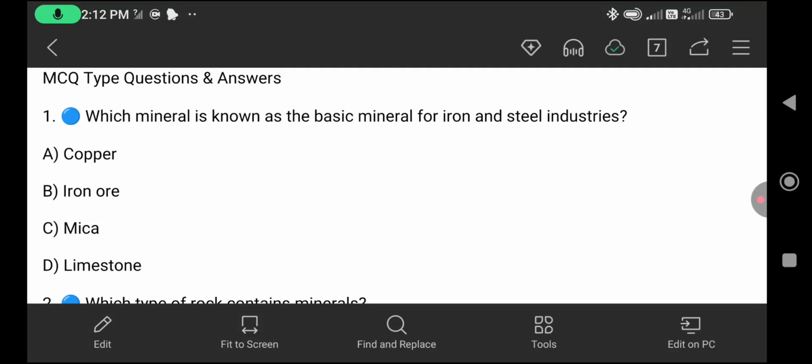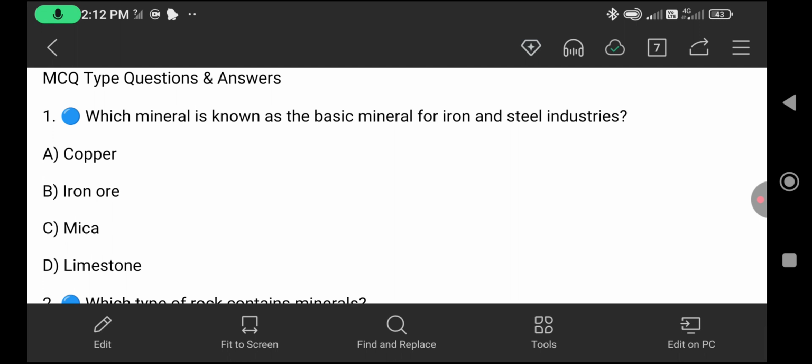Today I have the Class 10th Mineral and Energy Resources chapter. I have 17 MCQ questions. Let's start the discussion. First question is given here.